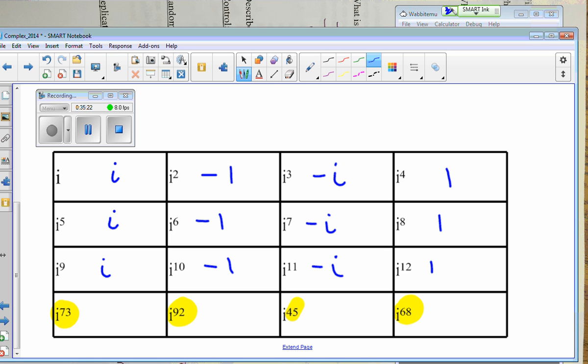How do I jump up to the 73rd, though? Well, I could just count if I wanted to. I could say 12, 13, 14, 15, 16, 17, 18, 19, 20, 21, 22, 23, 24, 25, 26, 27, 28, 29, 30, 31, 32, 33, 34, 35, 36, 37, 38, 39, 40, 41, 42, 43, 44. I to the 45 is here. Didn't I count that far? Did you get what I was doing? So I counted, so I got to 45. So I figured out that's i.